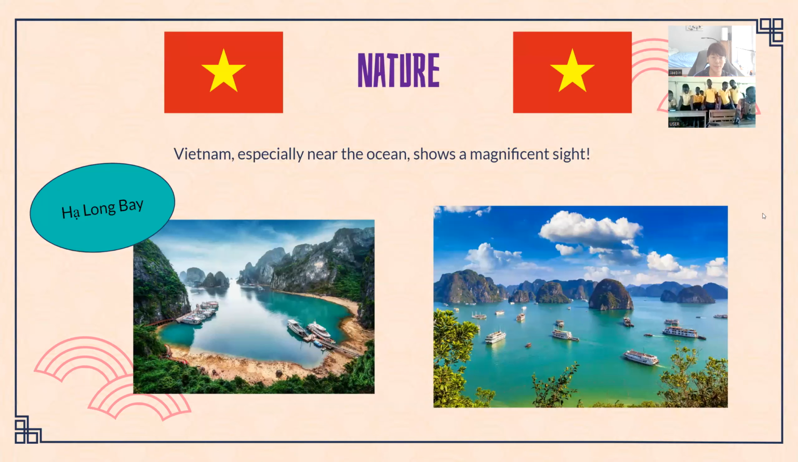Now talking about the nature of Vietnam. Vietnam is especially near the ocean, which again shows a magnificent sight. Ha Long Bay is one of the most famous places in Vietnam since it's well known for its nature. You guys can see the beautiful ocean. And there are a lot of islands in Vietnam as well. Those are just some islands that can be viewed from the bay. A lot of ocean is visible as well. The color of the ocean is bright green and turquoise, and it's a really beautiful place.